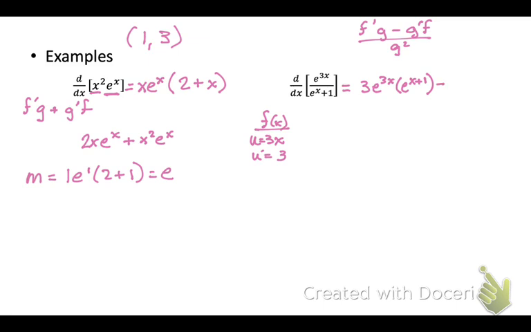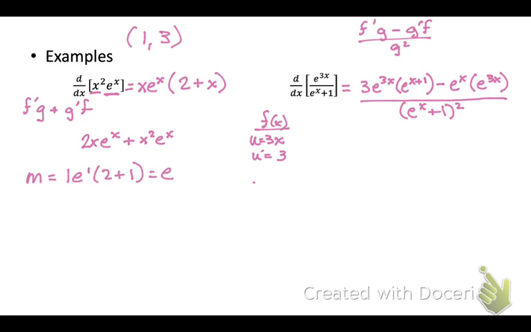minus, okay, no, g. I don't think we should have to write down g. What's the derivative of the denominator? What's the derivative of e to the x? E to the x. So just e to the x, times the numerator, all over e to the x plus 1 squared.